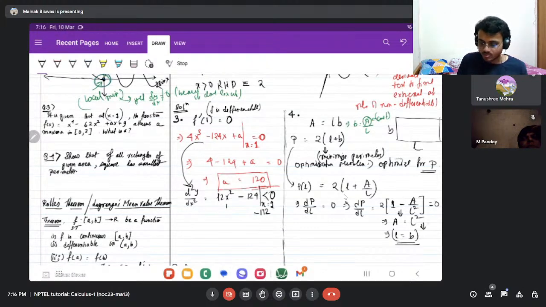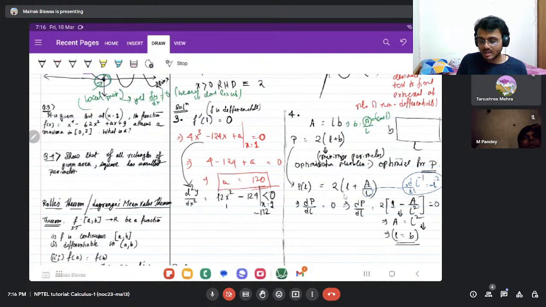I went a bit fast in the last few lines, especially between these two, but these are algebraic steps. Did you not understand these two steps? Derivative you understood, right? The derivative of L with respect to L is 1, and of A by L is minus A by L square. L to the power minus 1, d by dL of L to the power minus 1 is minus L to the power minus 2, and then I just set it to 0.